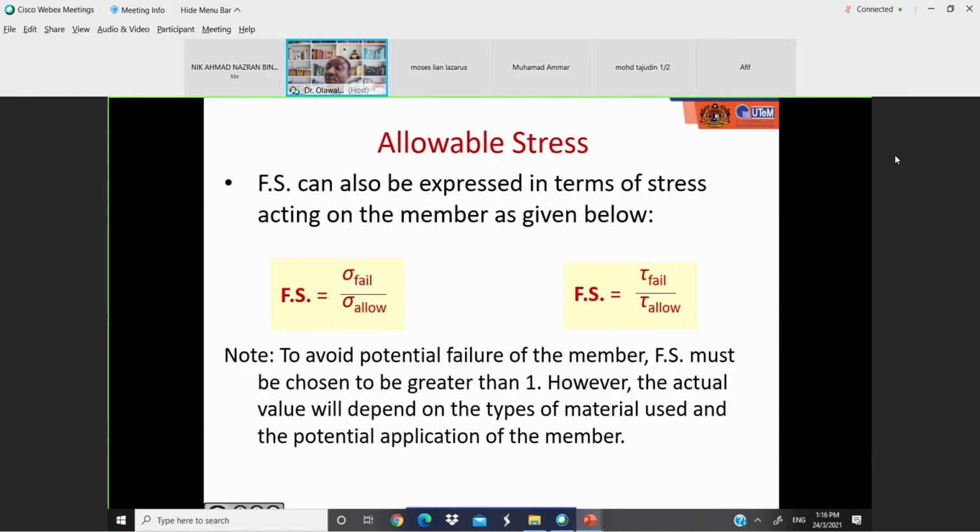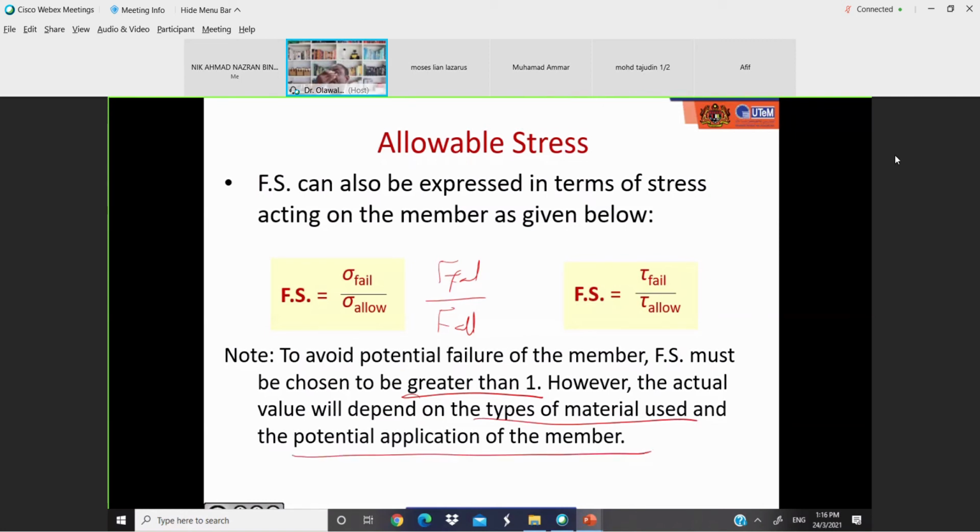Fs can be expressed in terms of stress. You can change your F fail to stress failed, and your F allowed to stress allowed. So Fs is stress failed over stress allowed. Now, to avoid potential failure of your member, your factor of safety must be chosen to be greater than 1. However, the actual value will depend on the type of material you are using and the application of the member.